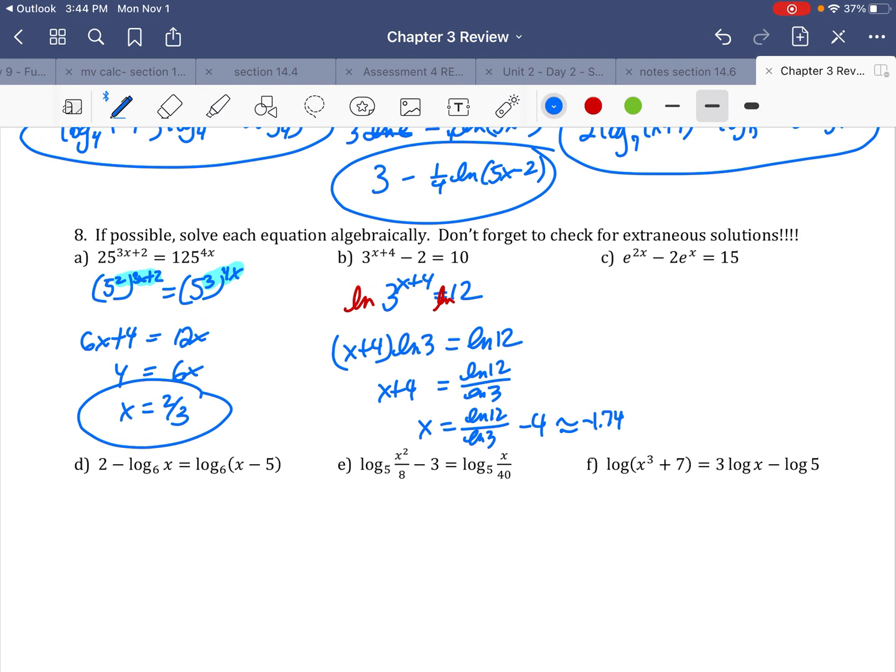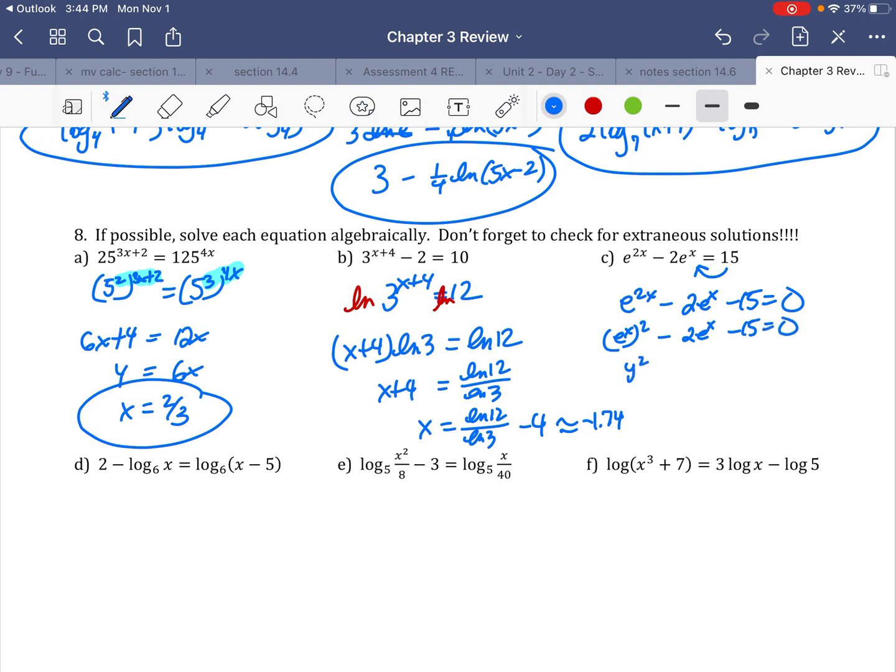All right, letter C. So I can't do anything on the left-hand side. I'm going to bring the 15 over. So e to the 2x minus 2 e to the x minus 15. So remember, you have to see this as this. You have to see e to the x squared minus 2 e to the x minus 15.